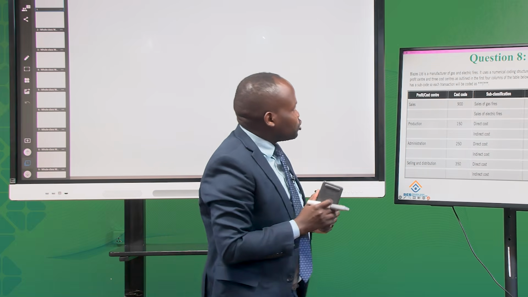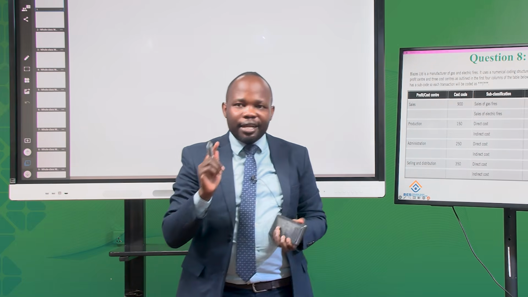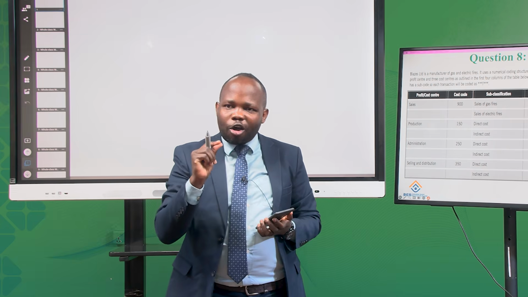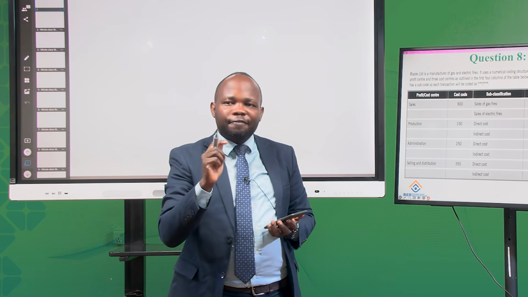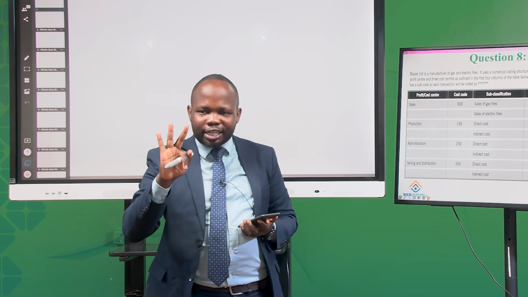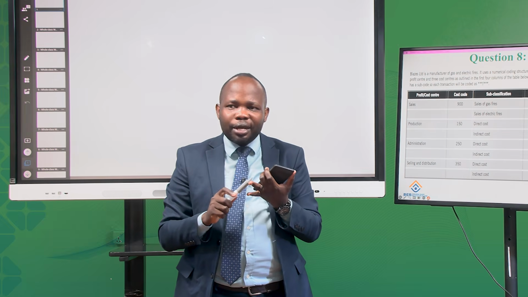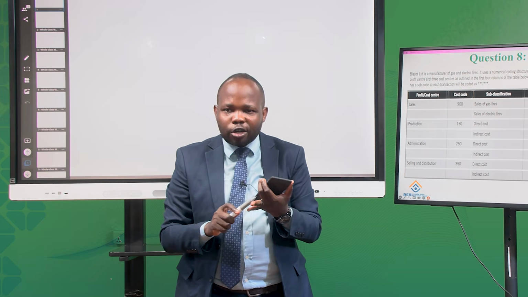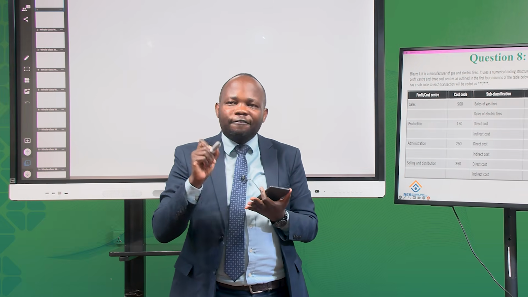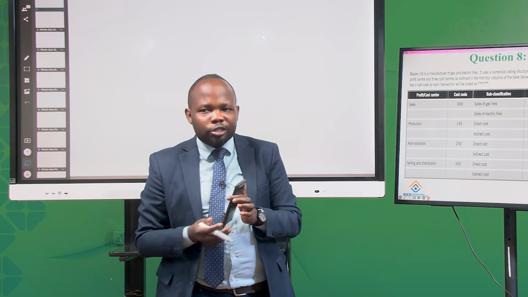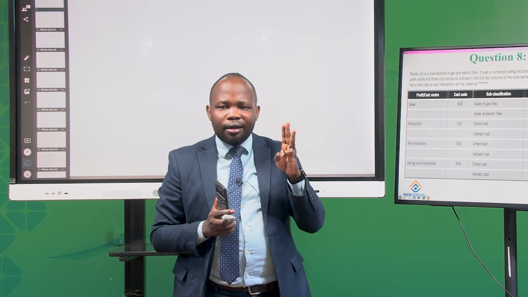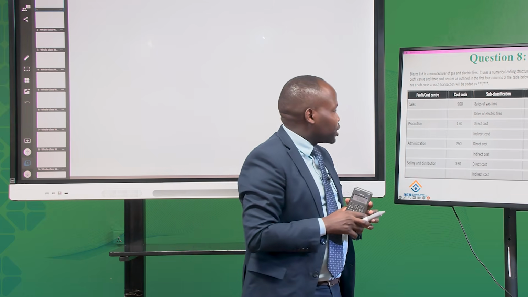Now, the next question is on coding. Remember, a code is a unique identifier. We have three types of codes: numeric code, alphabetic code, and alphanumeric code. So there are three types of code: numeric, alphabetic, and alphanumeric.